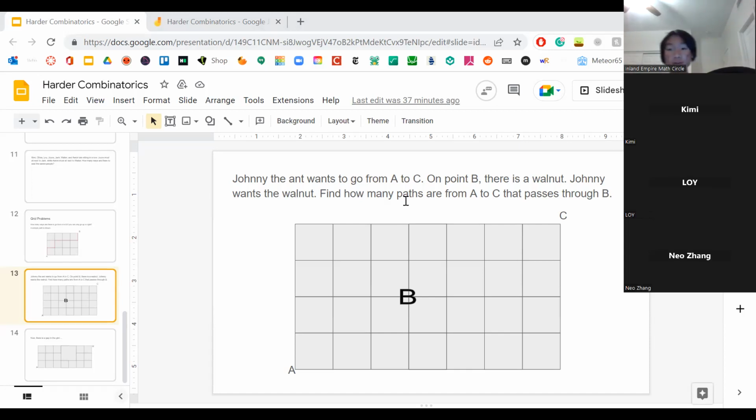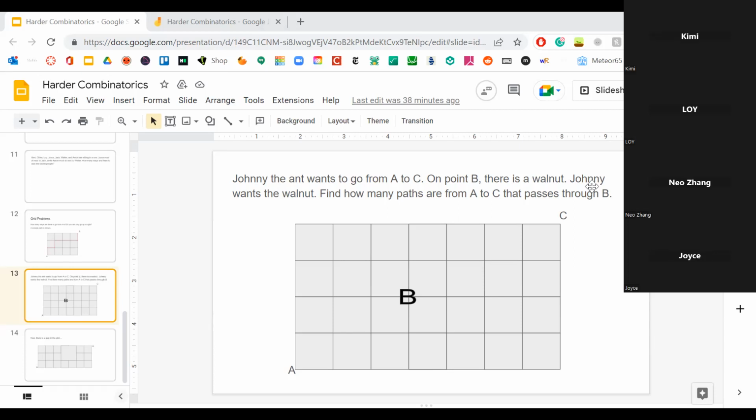But yeah, so Kimi, you're right about splitting this down. So now let's finish off this problem. We just have to view it as going first from point A to point B, and we can add all those to the number of ways you can go from point B to point C. Does that make sense? All right, everyone. So now we've broken the problem down. Let's try to solve this.